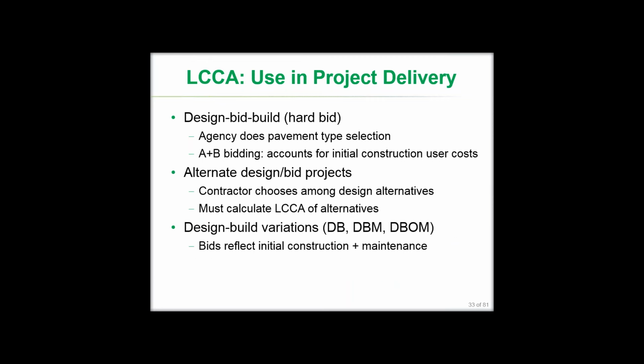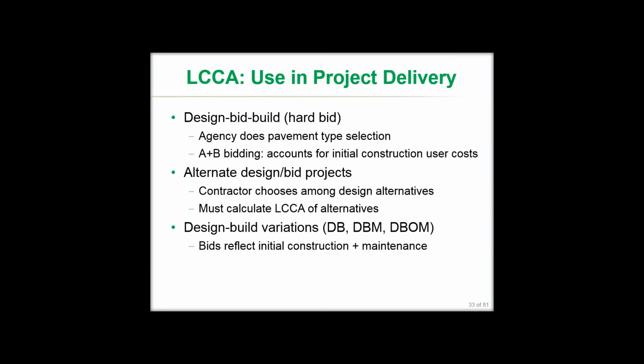You can use life cycle cost in project delivery, and it has been used, typically in like a design, bid, build approach or a hard bid approach. The agency typically does the pavement type selection, and the way you'd see life cycle cost come in would be something like an A plus B bidding, which accounts for perhaps initial construction user costs, with the B being the time that you need to do the construction or the time that a contractor needs to take lanes to do the construction. So that is basically accounting for user costs in a design, bid, build.